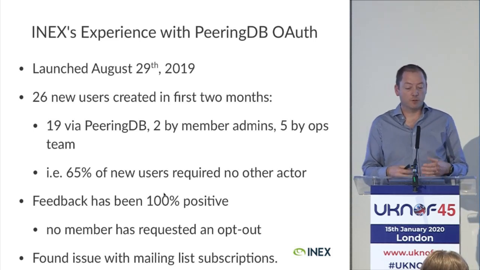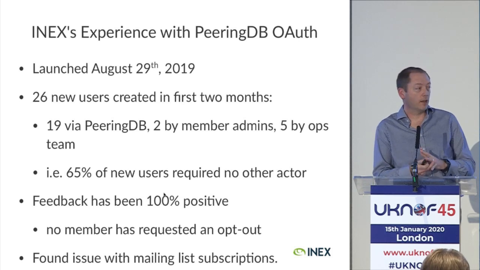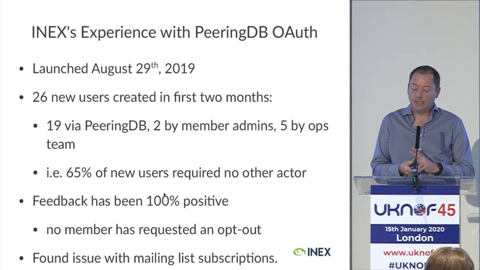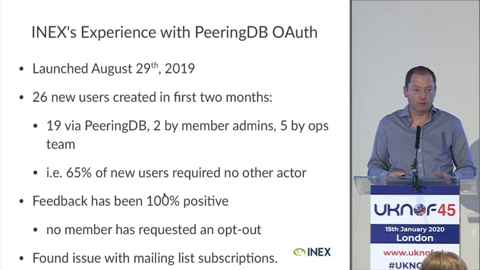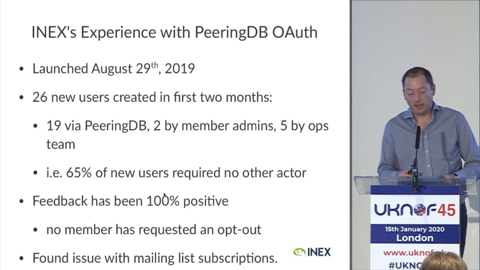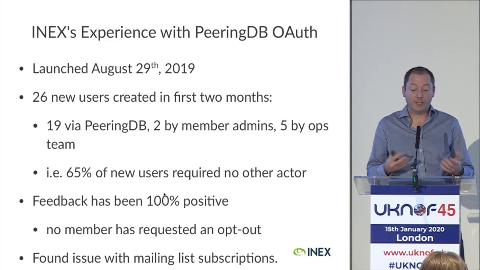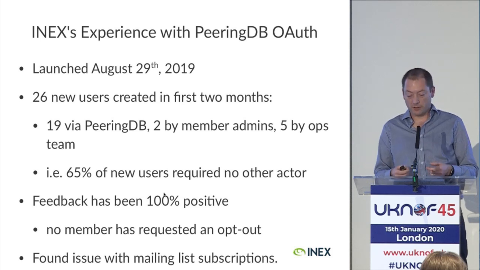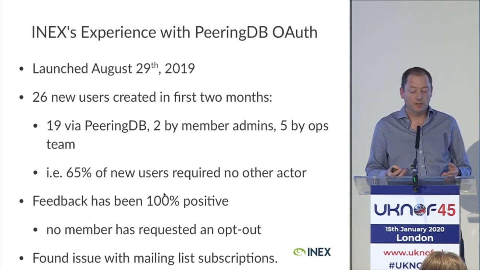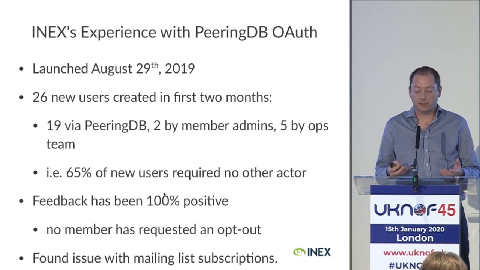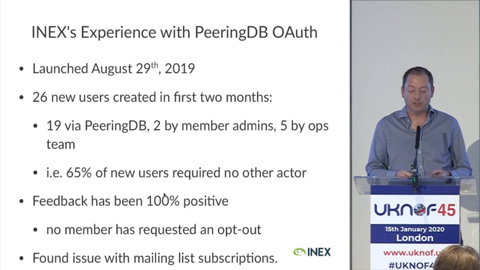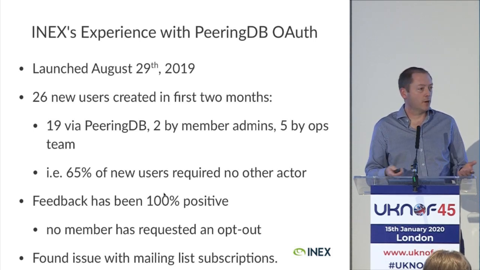What we found in the first 2 months was 26 new users created, and remember, there's 100 members at INEX. Most people wouldn't log in week on week. Only those who are really interested in their peer-to-peer graphs would log in routinely. So getting 26 new users in 2 months is quite a lot. 19 of those were via PeeringDB. The percentages are wrong there. So that's about 73% of new users that were created that didn't require the INEX support team to take any action.